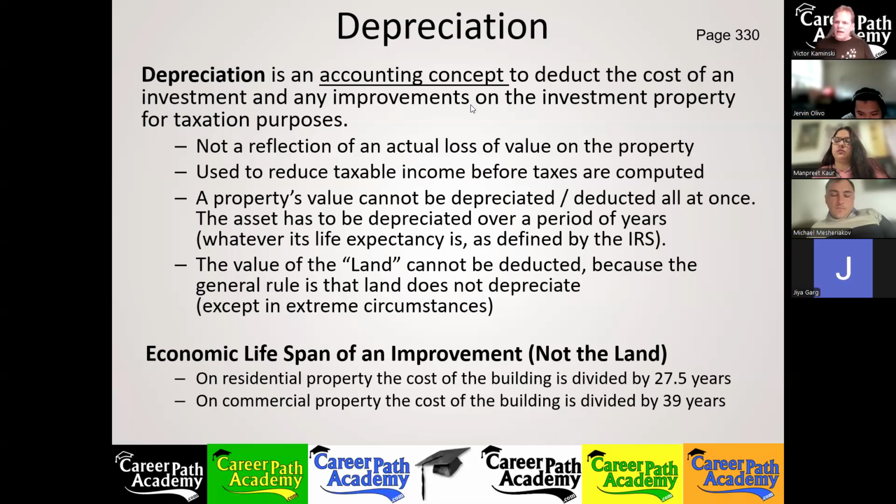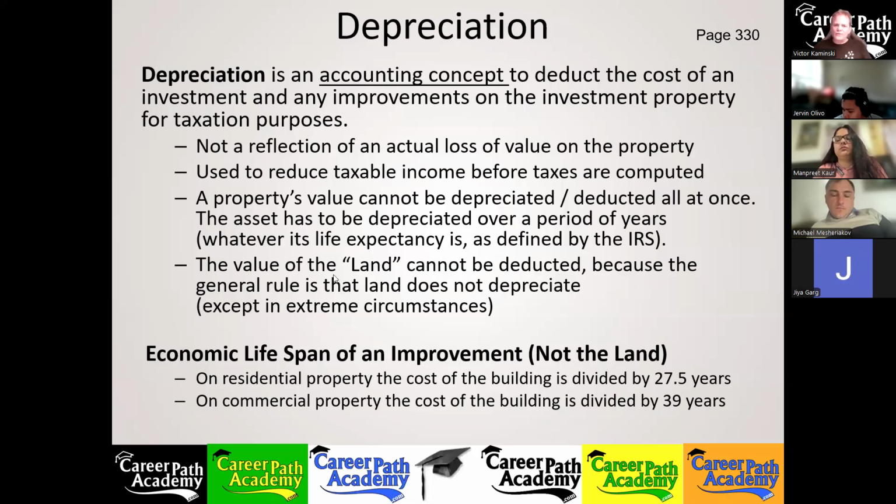The same thing applies with real estate. It's used to reduce the taxable income before the taxes are computed. A property's value cannot be depreciated all at once. The asset has to be depreciated over a period of years, whatever its life expectancy is, as defined by the IRS. The IRS defines that residential real estate has a lifespan of 27.5 years, and commercial real estate has an economic lifespan of 39 years. They refer to it as the economic lifespan.